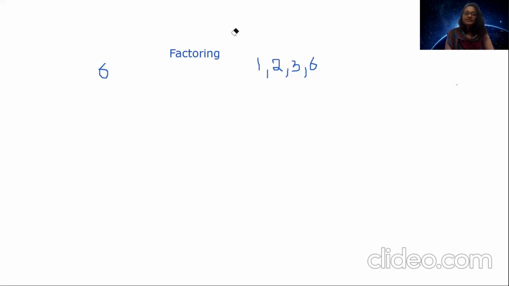Okay guys, now we will see how using factoring we simplify the fraction. Our aim was to see how 3 by 6 was equal to 1 by 2. We wanted to see how 3 by 6 was equal to 1 by 2, right? All right. Now, I'm going to use these factors, okay?